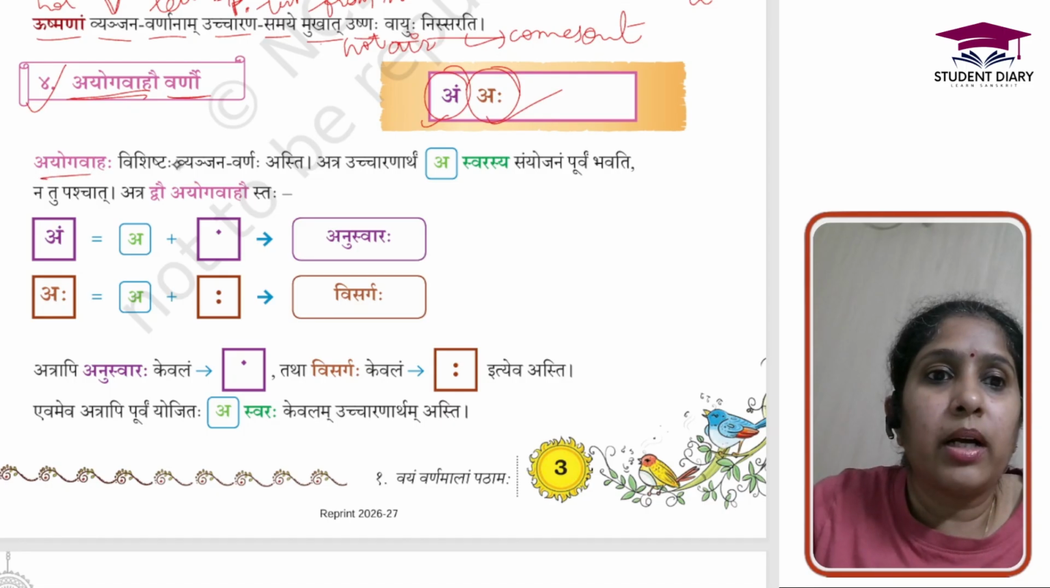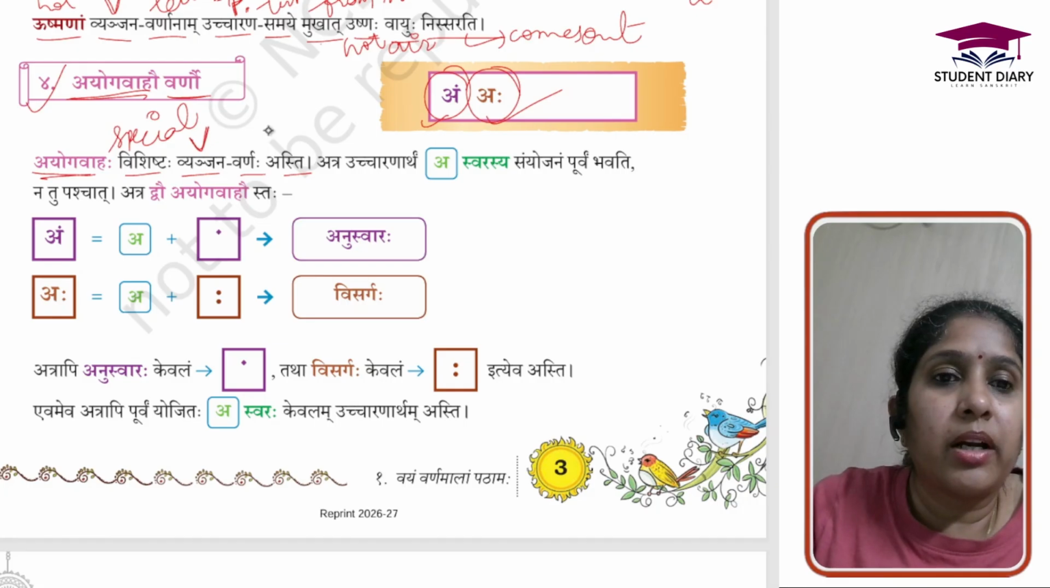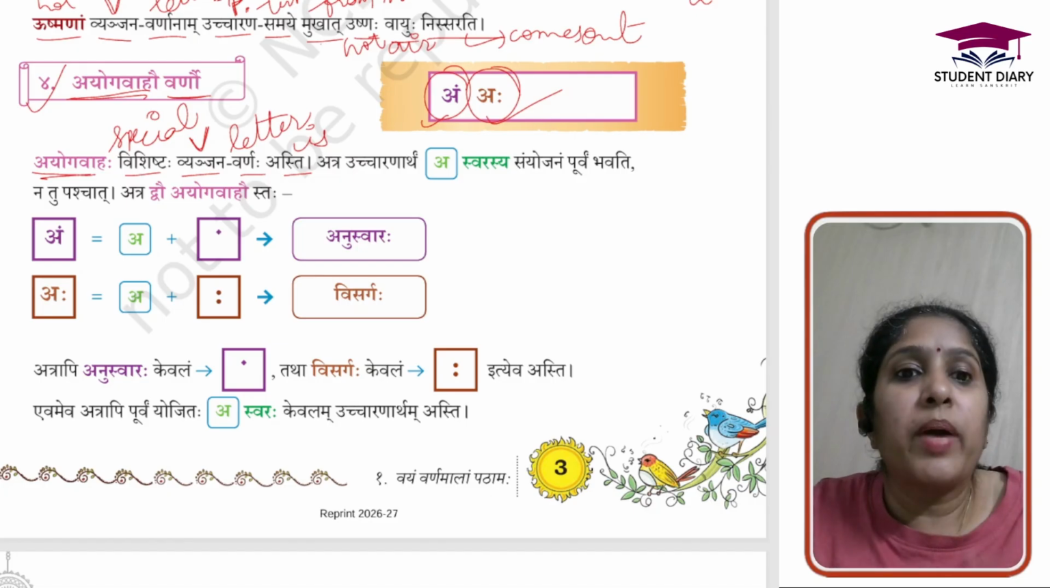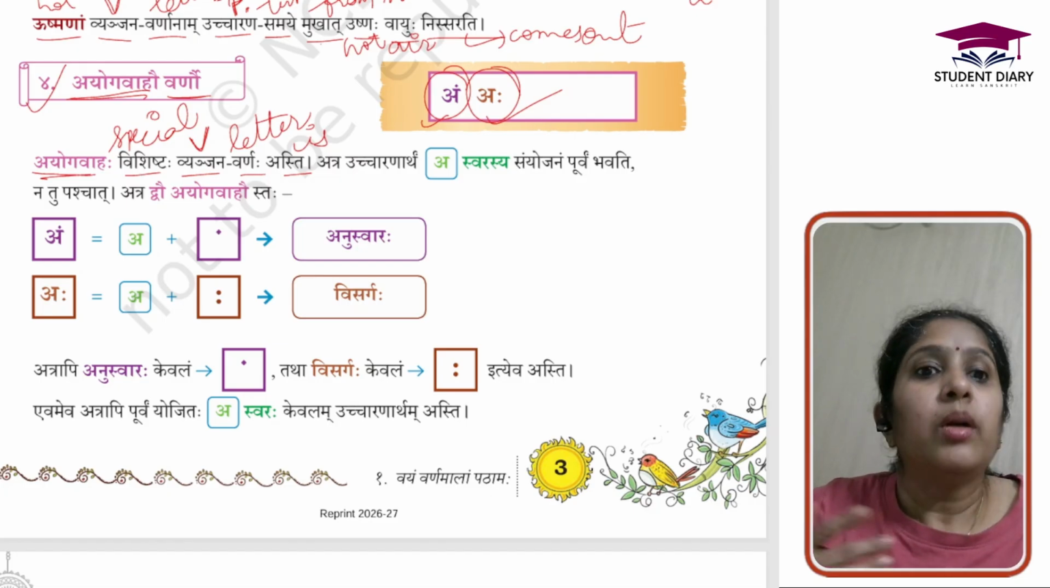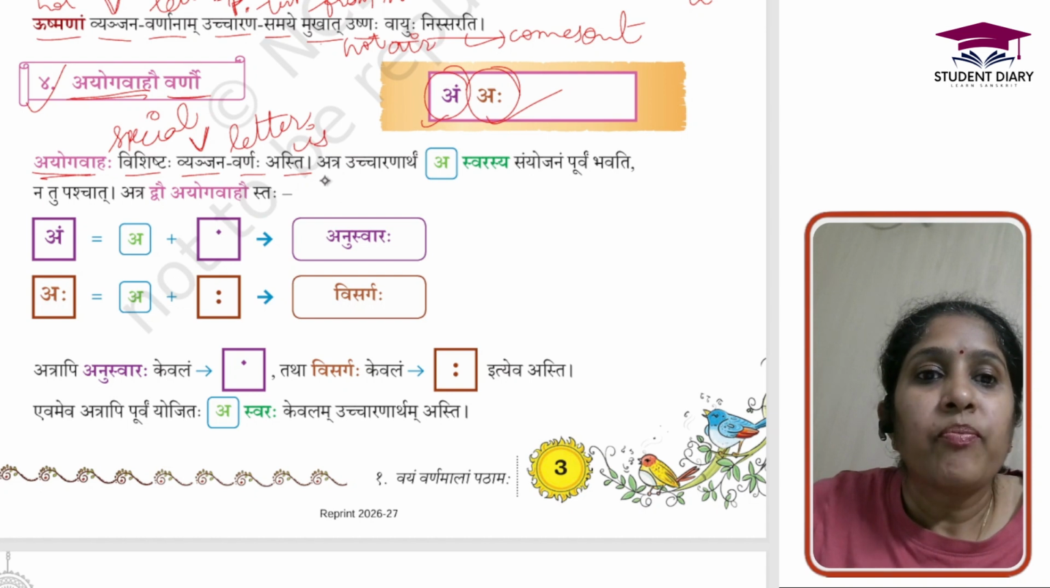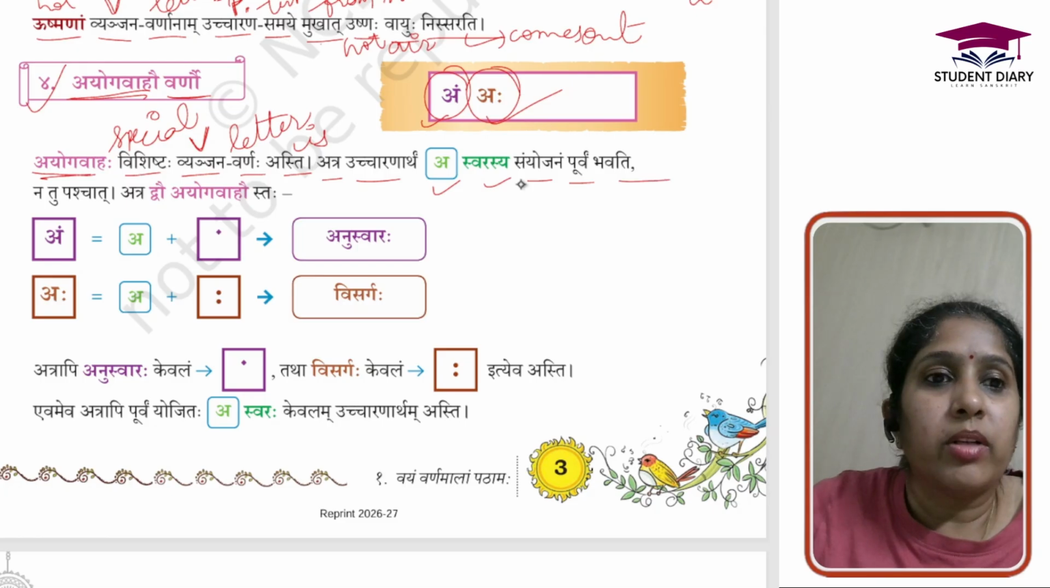So now what is Ayogvaha? Vishishtah vyanjan varnah asti. Ayogvaha is a special consonant letter. Vishishtah means special. Vyanjan is the consonant only. Varnah means letter. Asti means is. So Ayogvaha is a special letter. Okay. So now what special is there? We will see. Atra ucharnartham aswarasya sanyojanam purvam bhavati na tu paschat. So here, atra means here. Ucharnartham means for pronunciation. Sanyojan means adding.